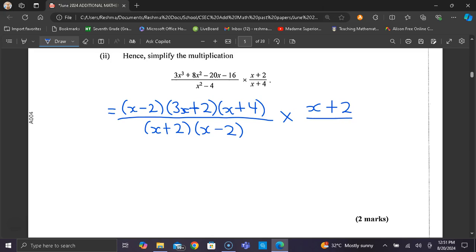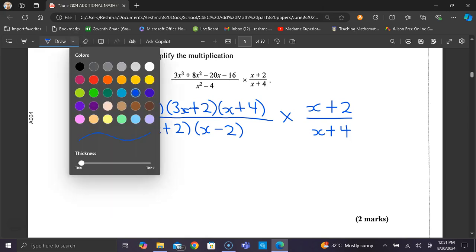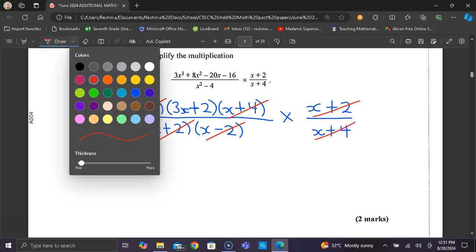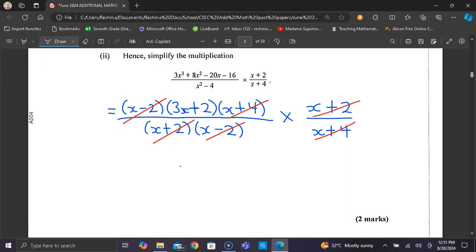So now that everything is factorized, let's see what we can cancel. x minus 2 in the numerator will cancel with this x minus 2 in the denominator. x plus 2 cancels here with this one. And then lastly, x plus 4 cancels with this x plus 4. So what we remain with will be 3x plus 2. See, that wasn't so bad for 2 marks.